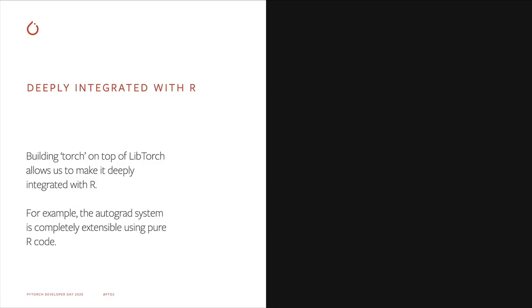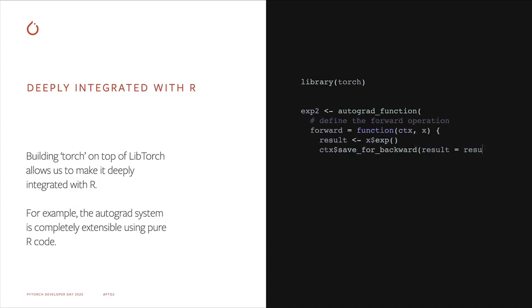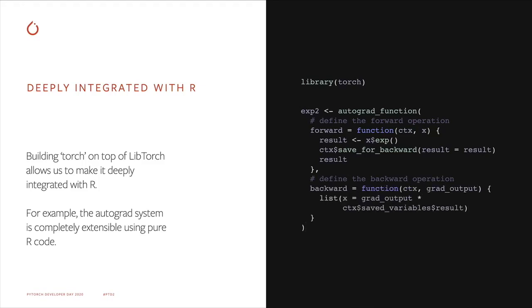Building on top of libtorch allows us to make it deeply integrated with R. For example, the autograd system is completely extensible using pure R code. This example shows how you can create an autograd function that can be used as any other tensor operation, also taking benefit of automatic differentiation. This is useful if you have an operation that is not composable of other tensor operations, or that its gradient computation would be faster if you knew that the operation would be fused. You only need to define the forward and a backward function returning the gradients for each input to forward.